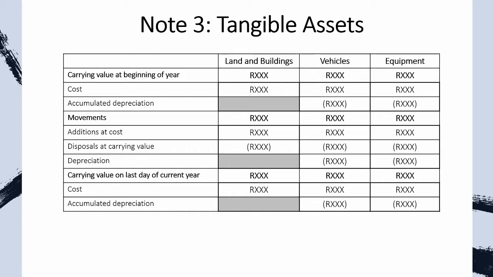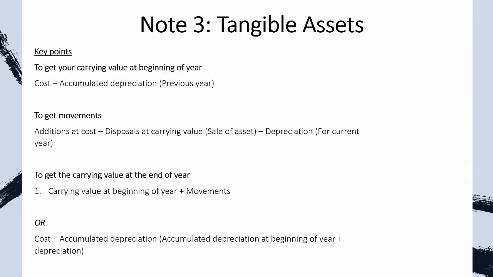So this is the format of the tangible assets. Every asset has a carrying value at the beginning of the year. It has some movements where we either purchased, sold, or depreciation took place, and then a carrying value on the last day. Every asset has to have that. The only one that doesn't have some form of depreciation is land and buildings, because land and buildings doesn't depreciate, it appreciates. Just some key points to remember before we look at an example.